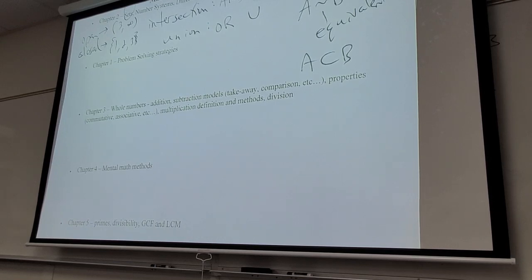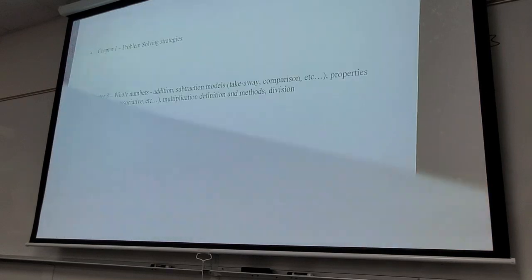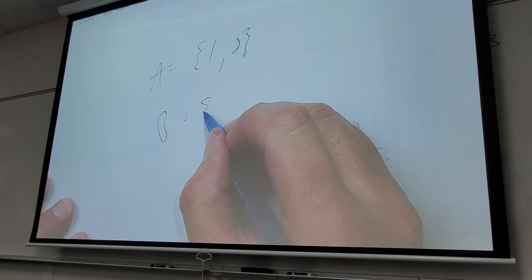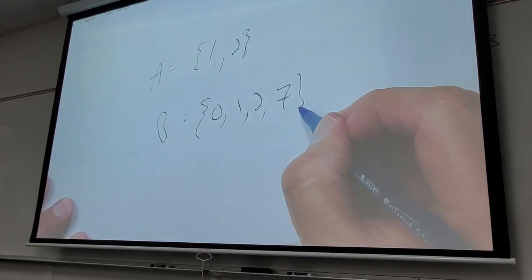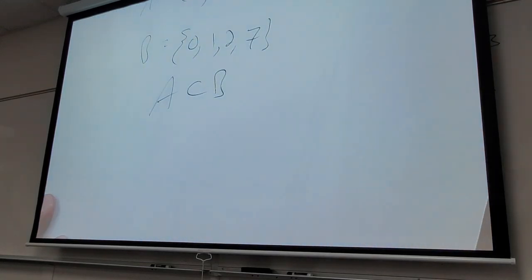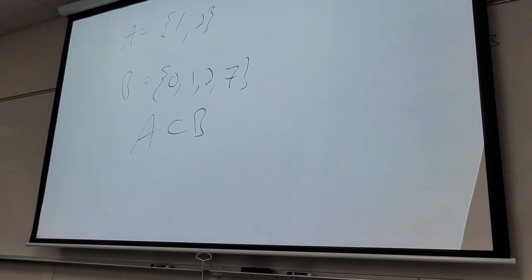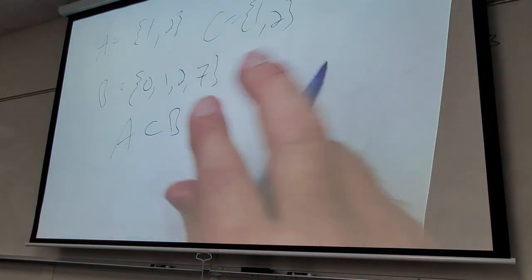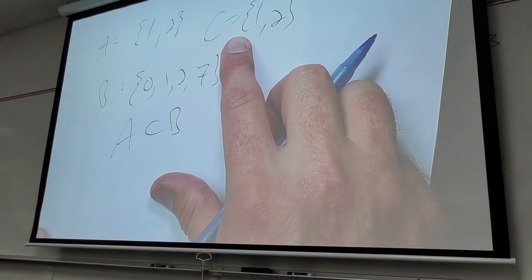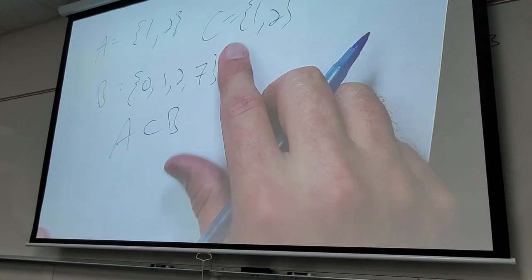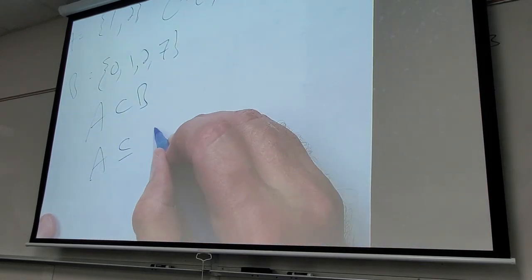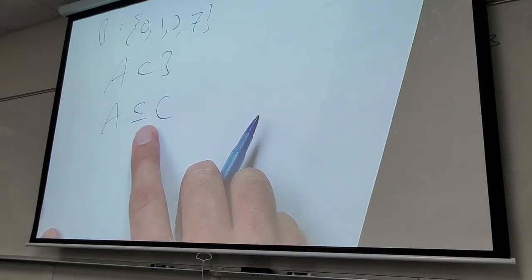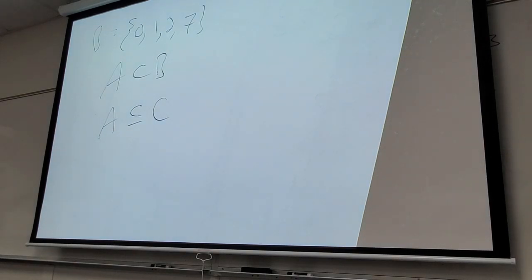So the way I would use this is if A was 1, 2, and B is 0, 1, 2, 7, A is a subset of B. All day. What if C is 1, 2? Is A a subset of C? Sort of, but I would use this. I would say A like that. What does that mean? Yes, it's sort of like less than or equal to. It's a part or it's the whole thing.